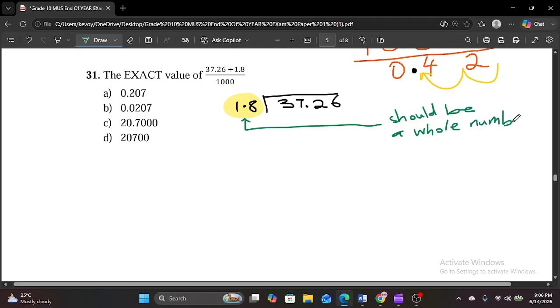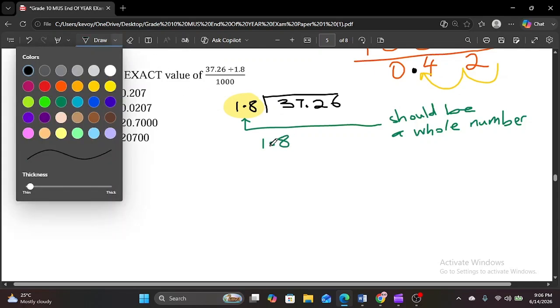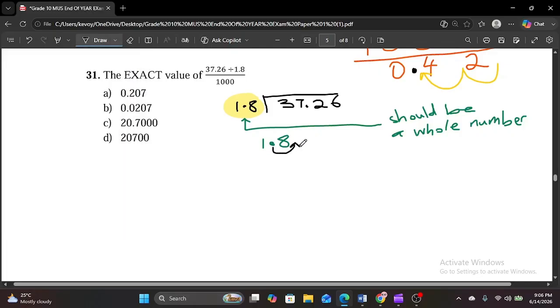So we can change our decimal number into a whole number by moving the decimal point. In this case, if we have 1.8, sorry, if we are going to change this into a whole number, then we have to move our decimal point 1 time. This is very important because it tells us how many times we have to move the number we are dividing by. So we're going to move it 1 time.